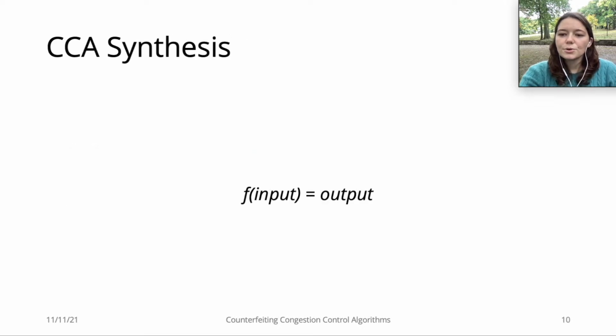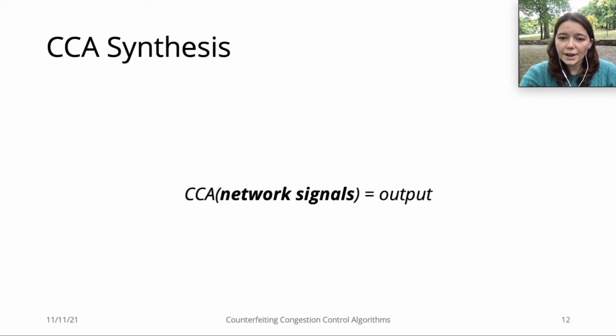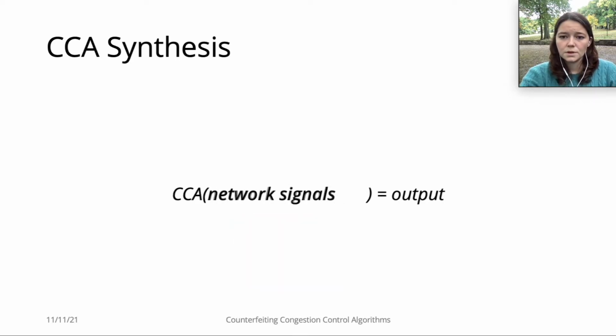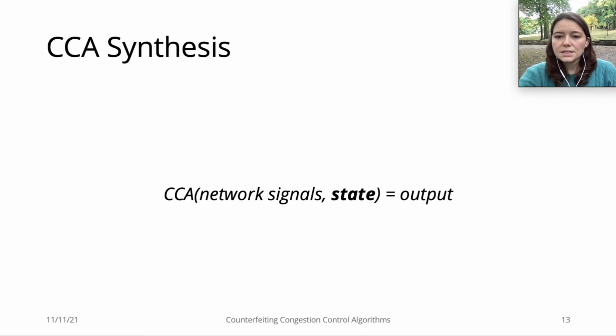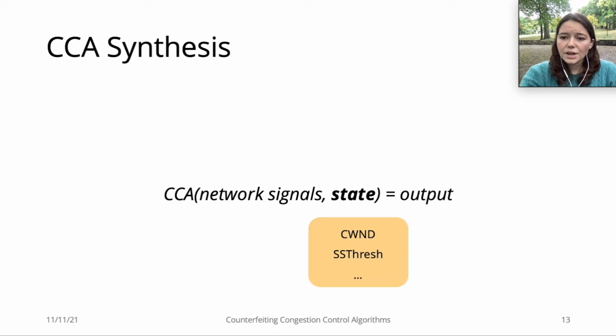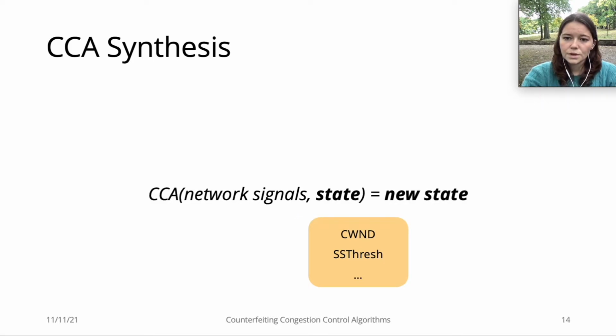Our goal is to use program synthesis to reverse engineer a CCA. To do that, we consider the same input-output structure for the CCA. The CCA's inputs are network signals that tell us the conditions of the network at any given time, such as ACK and send packets, the maximum segment size, or the round-trip time. Besides the network signals, the CCA also considers its current state as input, and the CCA state includes values such as the congestion window size and the slow start threshold. The output of the CCA is then the new CCA state.